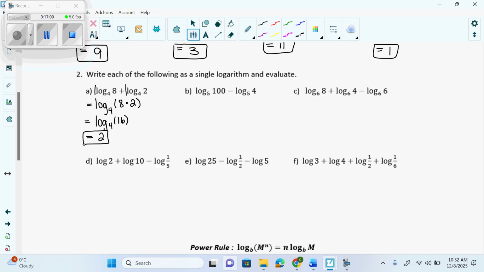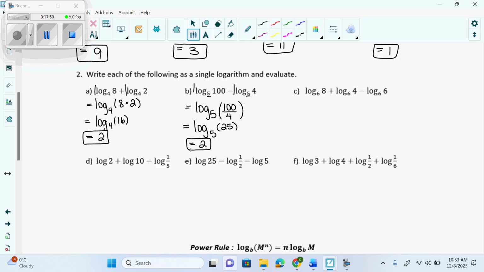The next one, log base 5 screams, put me together. When they have the same base, they should scream, put me together. And then plus 1, minus 1. So I'm going to get log base 5. In the numerator, it's going to be 100 because there's a plus 1 in front. In the denominator, it's going to be a 4 because there's a minus 1 in front. And so I get log base 5 of 25. And log base 5 of 25 is 2. Do you see how I'm not doing these as separate logarithms and putting math together? I want it as a single log.